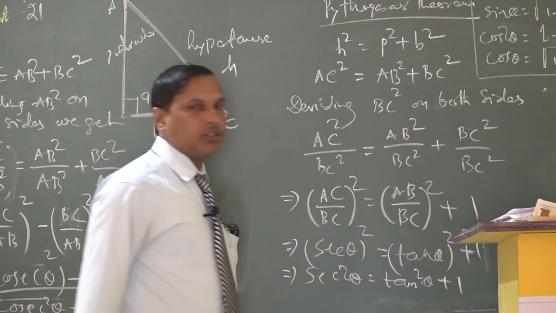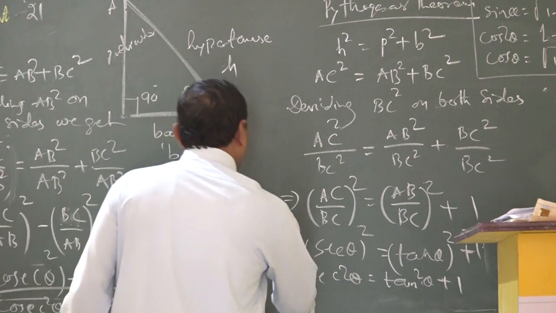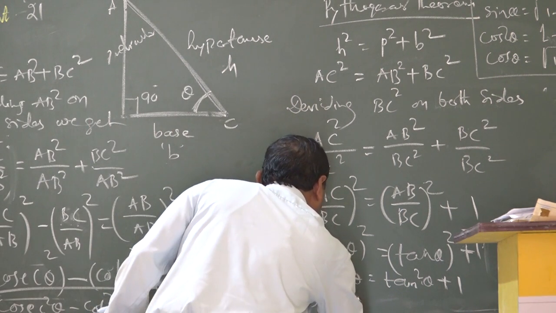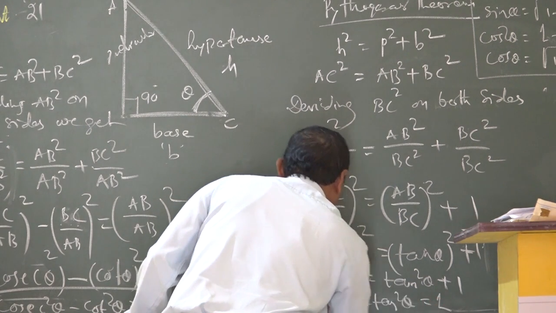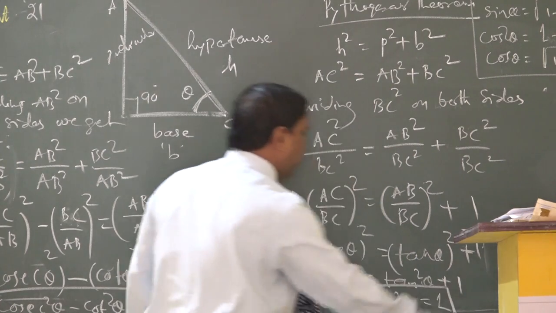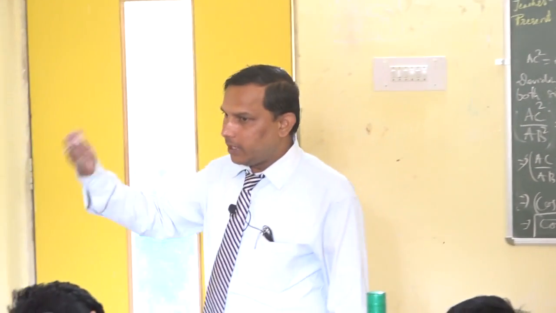Or we can write 1 plus tan square theta. Clear? The second identity we can write: sec square theta minus tan square theta is equal to 1. That means again we find the sub formulas. Sec square theta is equal to 1 plus tan square theta. Sec theta is equal to square root of 1 plus tan square theta, as per our requirement. Tan square theta is equal to sec square theta minus 1. Tan theta is equal to square root of sec square theta minus 1.